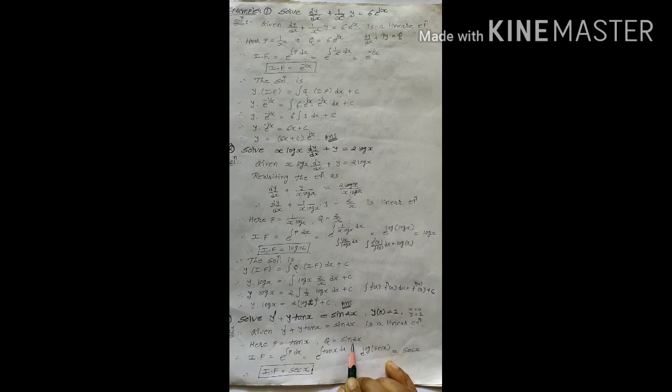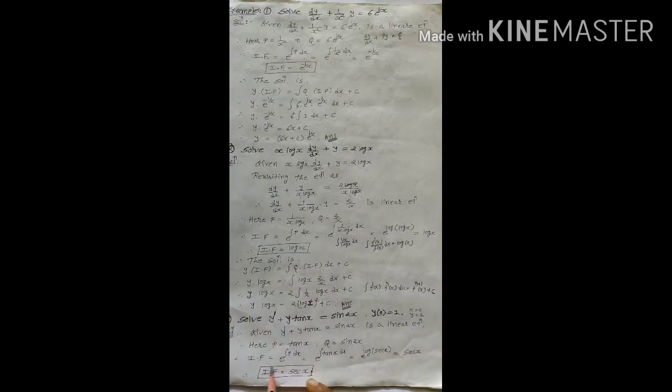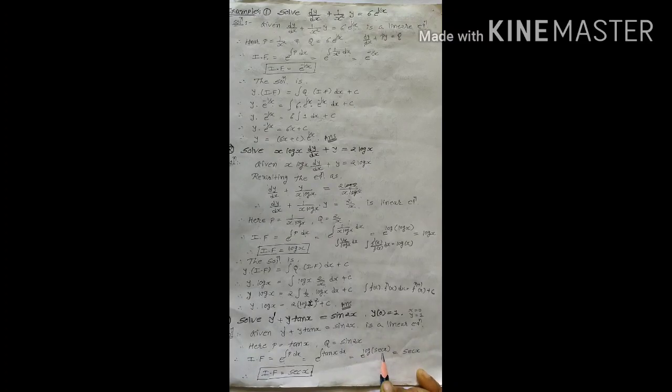Now, find the integrating factor. Therefore, integrating factor is equal to e raised to integration p dx is equal to now, integration tan x dx is equal to log sec x. Therefore, e raised to log sec x. Now, e raised to log is cancelled out. Therefore, only sec x. Therefore, integrating factor is equal to sec x.